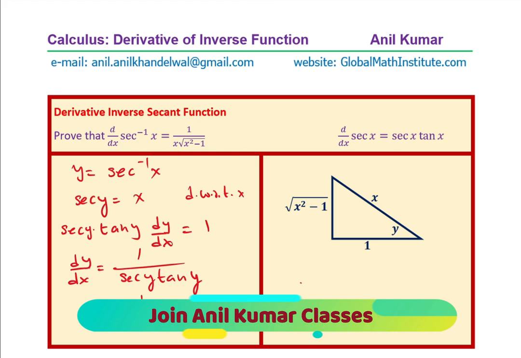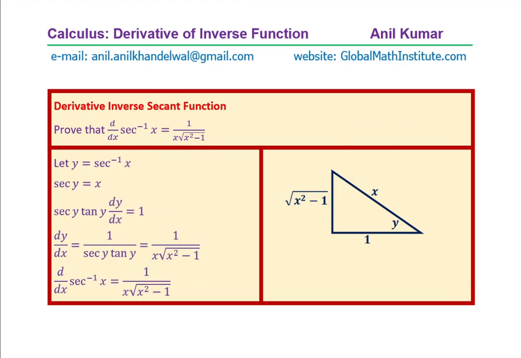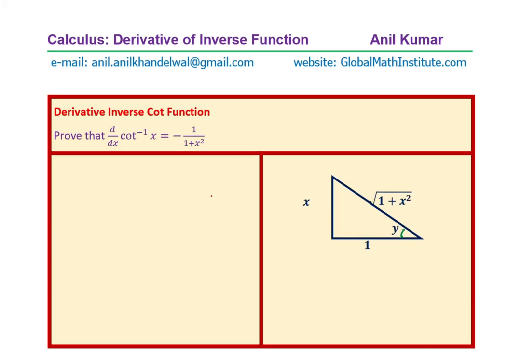Secant y we know is x, and what is tan y? As you can see from the triangle, tan y is the opposite side, which is square root of x squared minus 1, since the adjacent is 1. Is that clear to you? So I've shown you the same derivative, how simple it becomes. Now you're getting the idea, right? So that is how you have to figure it out. So that becomes your proof. Now I hope you can apply this concept and figure out the derivative of cot inverse x. Let us prove it.